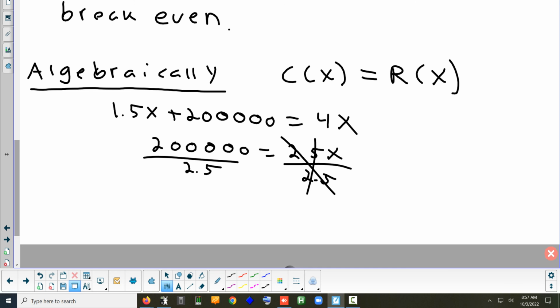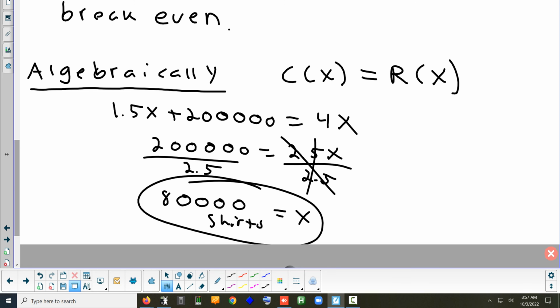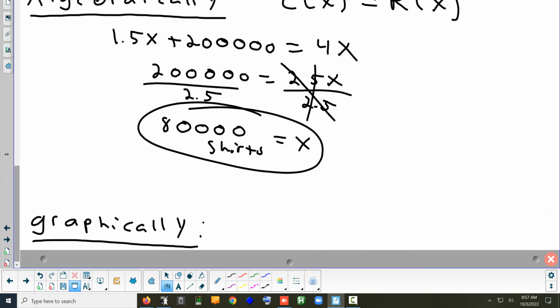And if you do that out, I think you get 80,000. You can double check me on that. Yeah, I think it's 80,000. Okay, so that's 80,000 shirts. There we go. So 80,000 shirts. So to solve it algebraically, really not that bad. 2 steps. Graphically. So you might want to do it graphically if you can't figure out how to do it algebraically. Or if it's a problem that you just want to double check your answer, you can do it both ways.